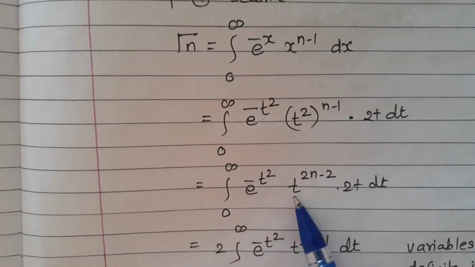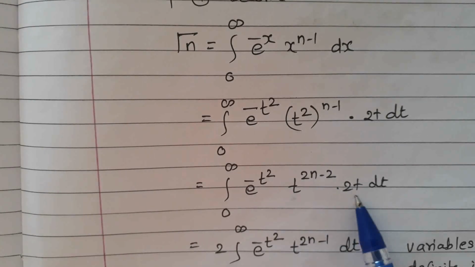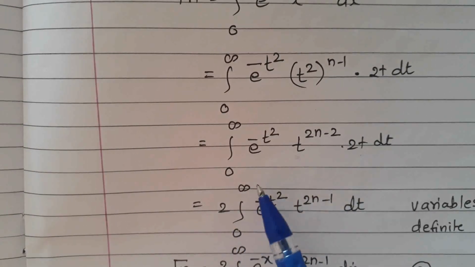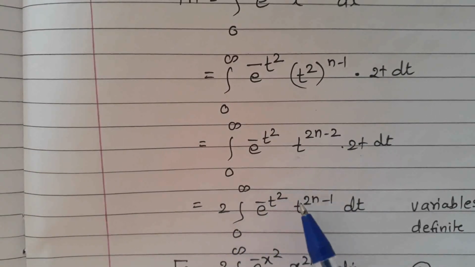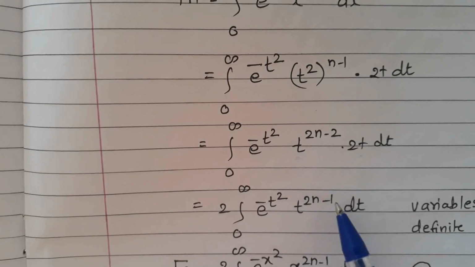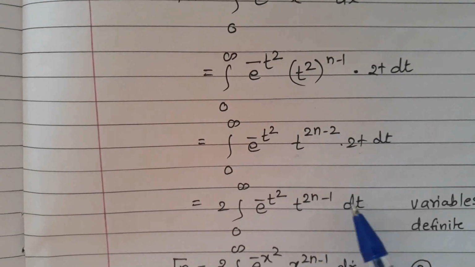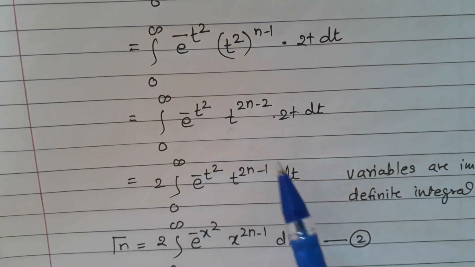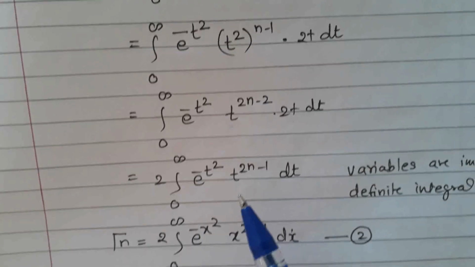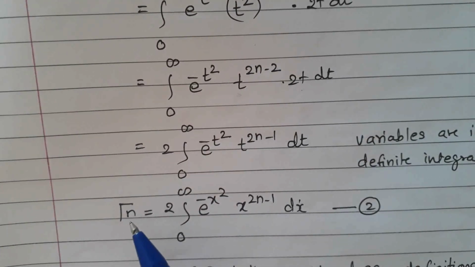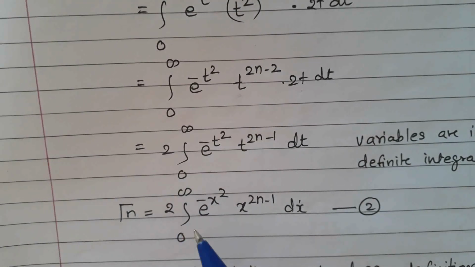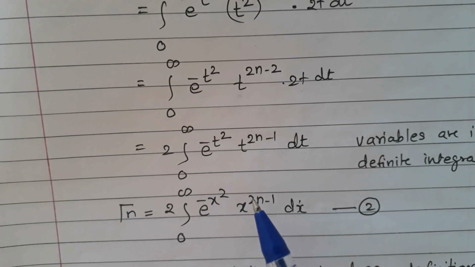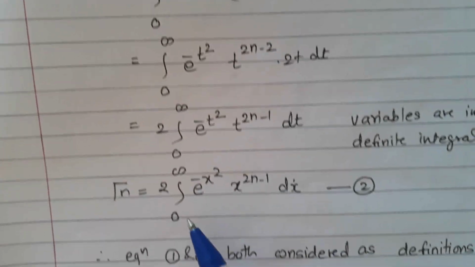Now we have the two terms of t. Let us add the powers of t. 2 is the constant, right, outside the integral 0 to infinity. So e raised to minus t square, t raised to 2n minus 1 dt. We know that the variables are immaterial in a definite integral, so you can write this result in the form of x also. So we can prove that gamma n is equal to 2 into the integral 0 to infinity e raised to minus x square, x raised to 2n minus 1 dx.